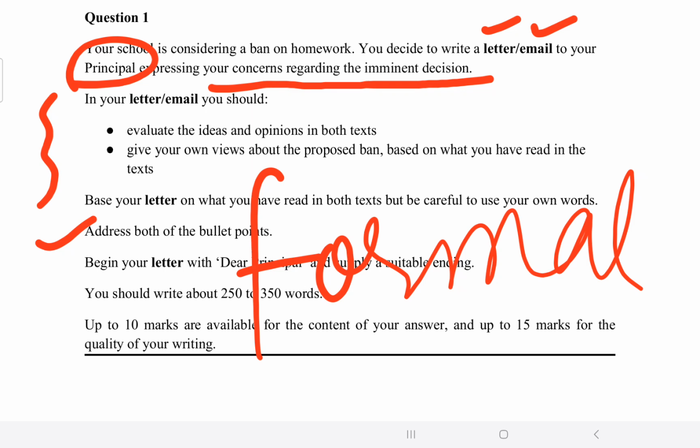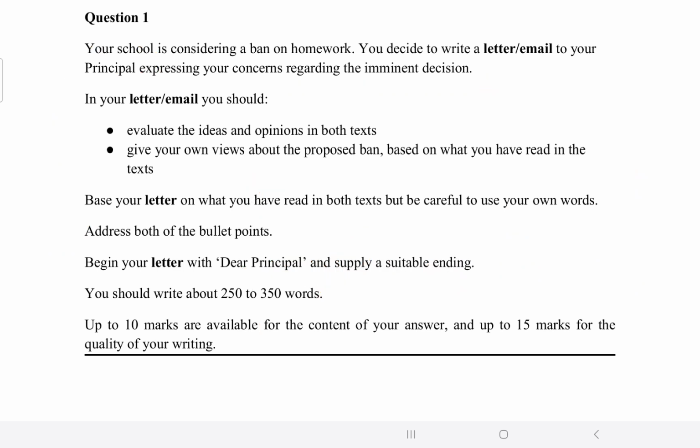Address both the bullet points. Begin. Now here the starting or beginning is different. Begin your letter with dear principal. This is the salutation. Sometimes it is dear principal, sometimes it's dear sir. Anything that is given here, you have to start your letter or email with that.